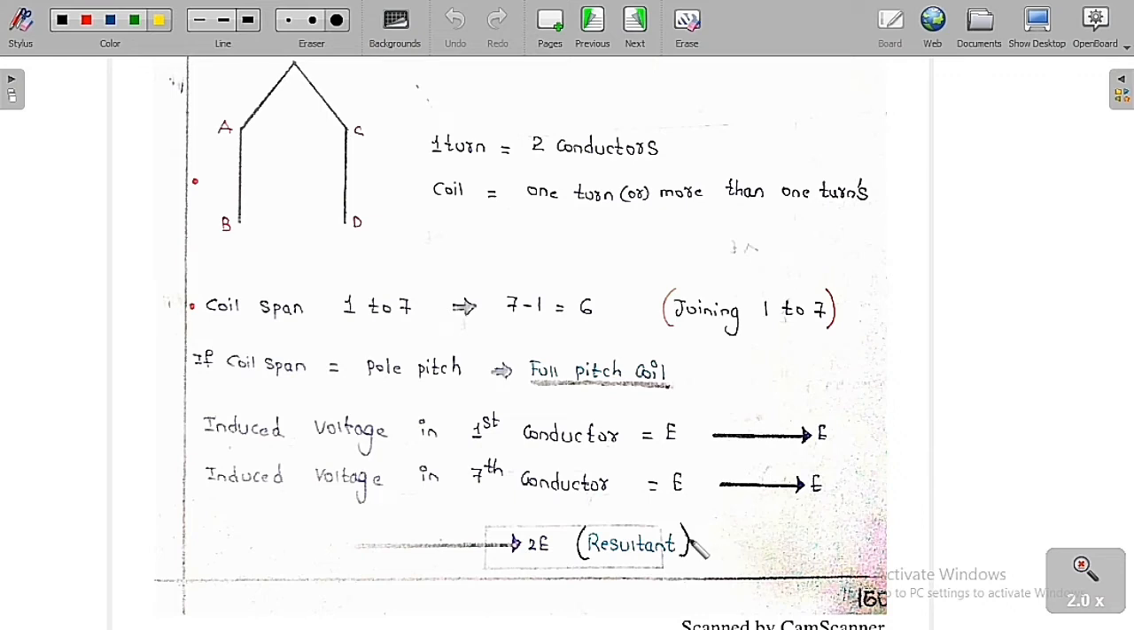Now if you see clearly, the coil span is equal to 6 and the pole pitch is also equal to 6. So we can say it is a full pitch winding or full pitch coil.